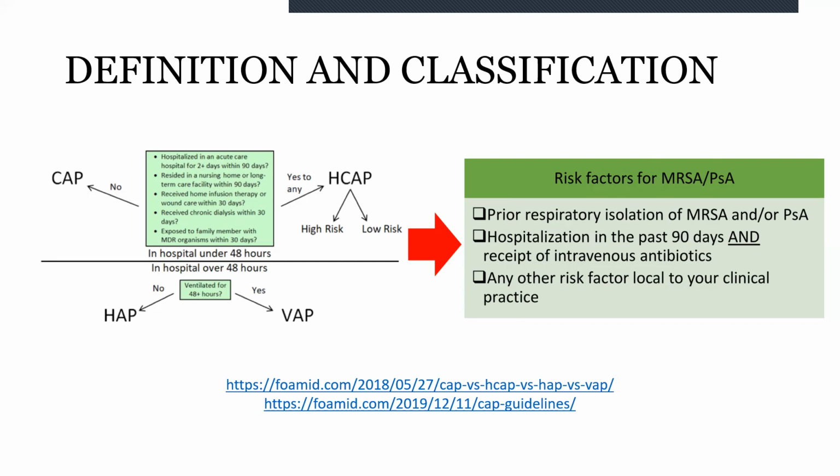So the risk factors for MRSA and PSA, Pseudomonas infection, some of them belong to the previous classification of healthcare acquired pneumonia, but not all. So it's a subset: these people with risk factors for MRSA and also Pseudomonas infection are a subset of the previous healthcare associated pneumonia. In other words, the term healthcare associated pneumonia is sort of gone, we don't use it anymore, long story short.